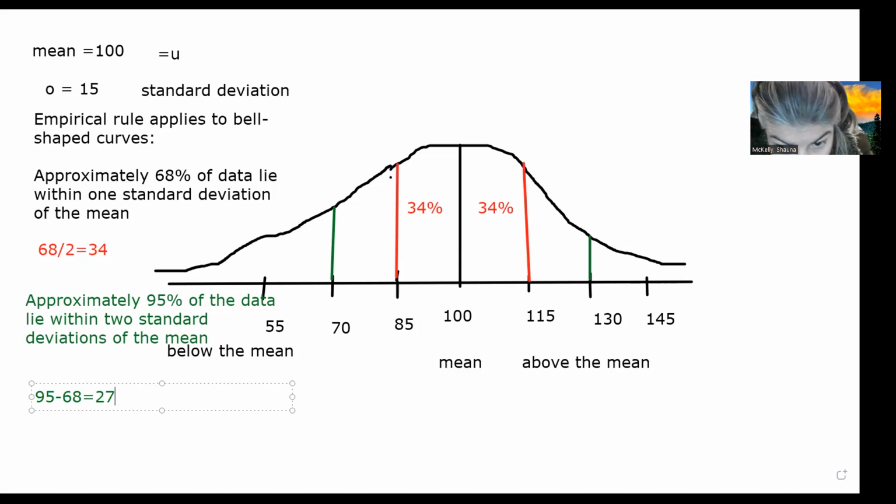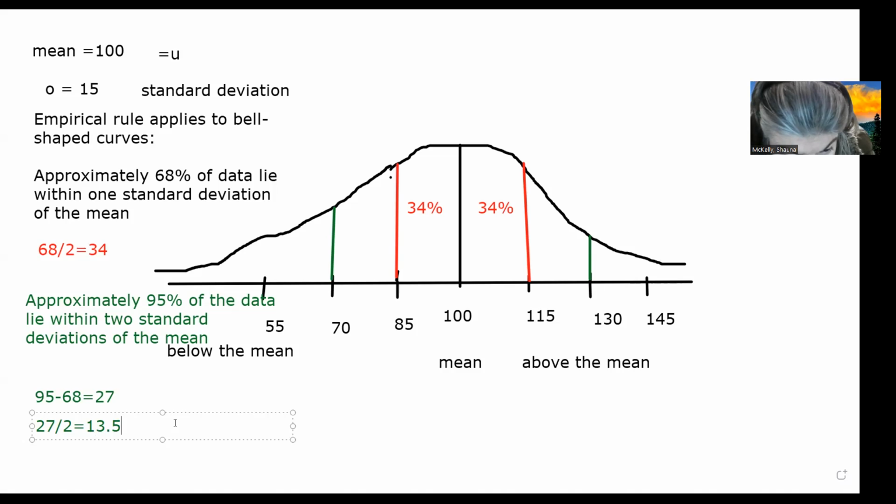Now notice that I've got an area on the left here and one on the right. So this area on the left plus this area on the right is 27. So I have to split them apart. I'm going to do the same thing I did here. I'm going to take 27 and divide that by 2. So 27 divided by 2 is 13 and a half.